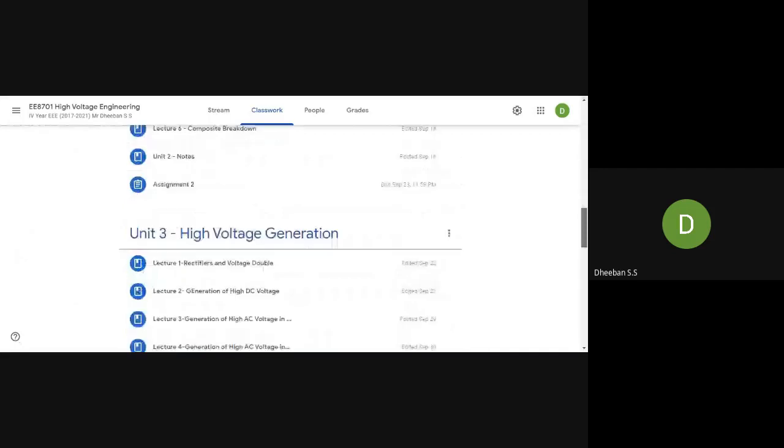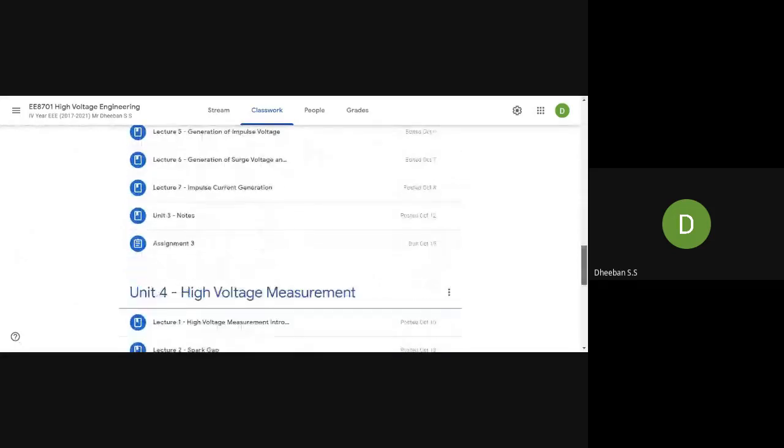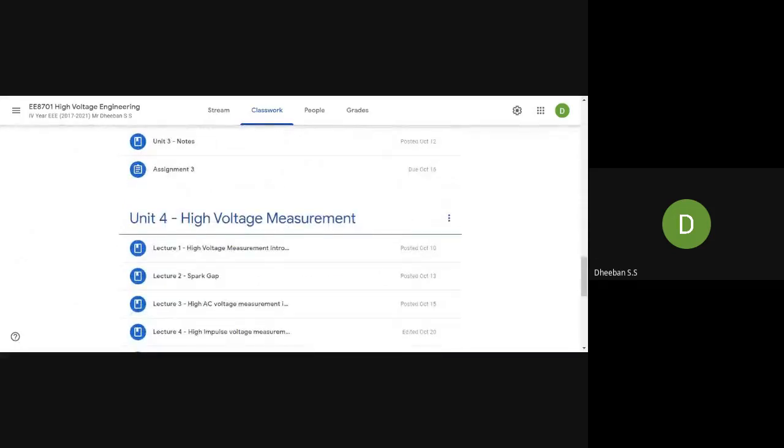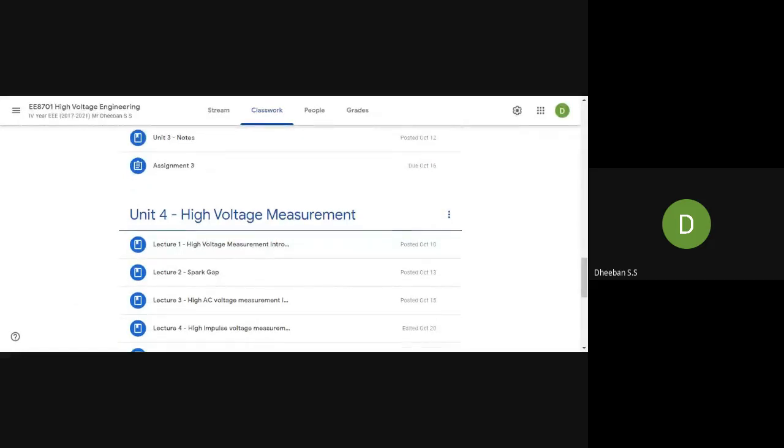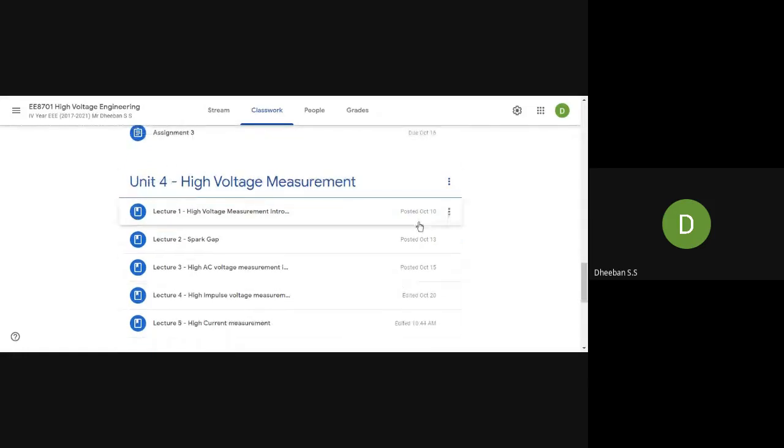Okay, so we've been dealing with your unit 4. Unit 4 deals with the measurement of high voltage and high current. In this unit we have already covered how to measure high voltage. In high voltage itself, there are types, starting with DC voltage, followed by high AC voltage. After that, we started with the high impulse voltage.